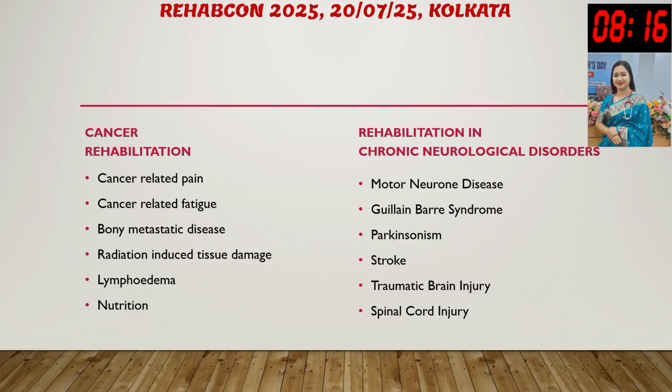Lymphedema management: mostly we deal with it in two phases. One is the decongestive phase, another is the maintenance phase. In the decongestive phase, phase 1, we do manual lymphatic drainage, and we advise the patient to use compression stockings. In the maintenance phase, we teach the patient how to do self-exercises and use of compression garments. Nutrition is utmost important, because we know malnutrition can lead to poor participation in the rehab as well as poor recovery of the patient.